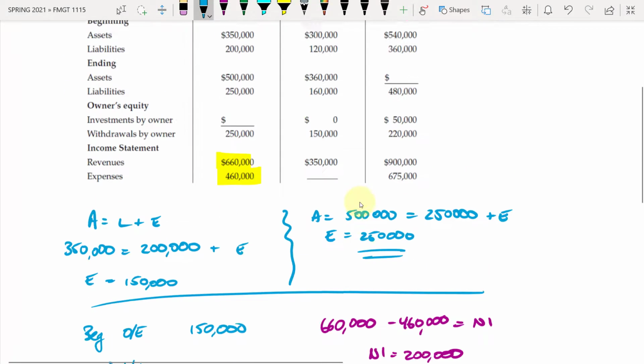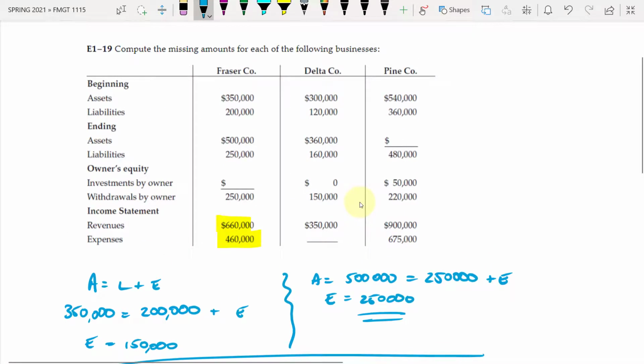All right, so let's try Delta Company. Once again, we know our beginning assets of $300,000. We know our liabilities are $120,000. And therefore, our beginning owner's equity, we can just solve, and we get $180,000. Remember, A equals L plus E. I'm going to go a little faster on this one because obviously we've now gone through the first one. Our ending assets are equal to $360,000, liabilities of $160,000. Therefore, owner's equity at the end of the year was $200,000.